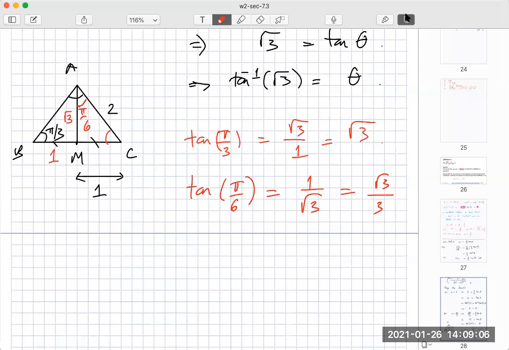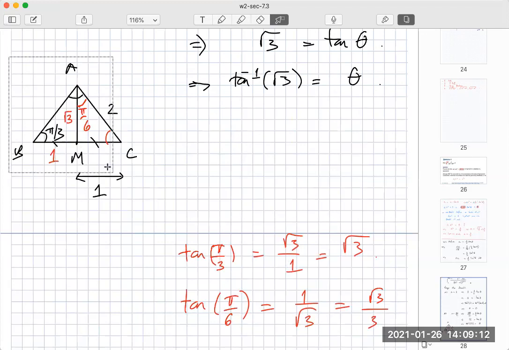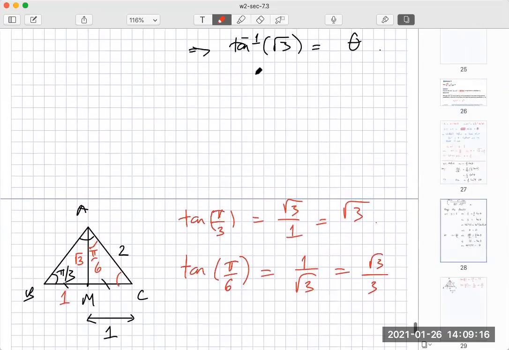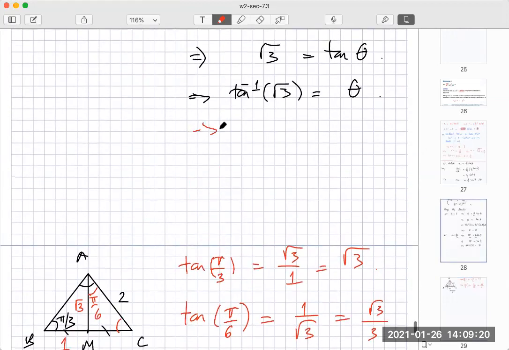Go back to our problem here. So go back here, tan inverse of square root of 3 will be pi over 3, right? Okay, are we good?